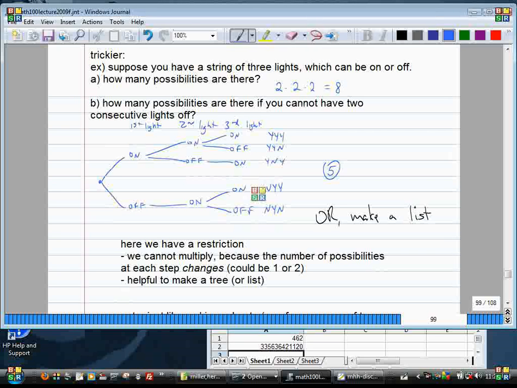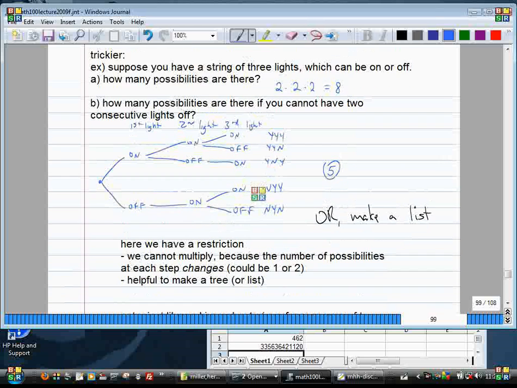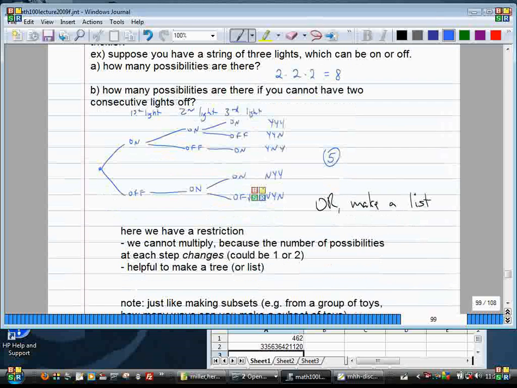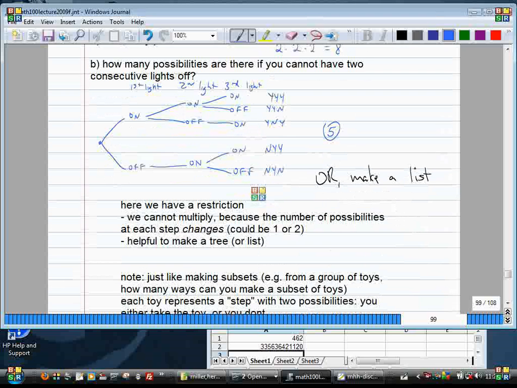Two more things. First of all, another note about trees. We've talked about this indirectly before. Drawing a tree, and again, I'm going to pull back from these tricky trees. I'm going to go back to just making regular trees. So drawing a regular tree is just like making a subset. How do I mean that? Well, you can use a tree to make a subset in the following way.